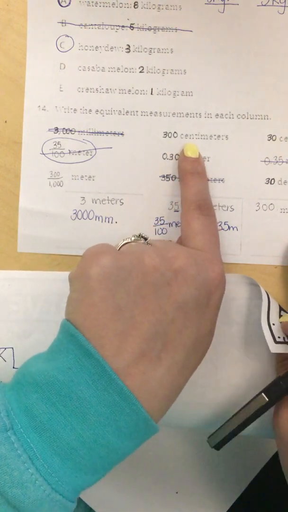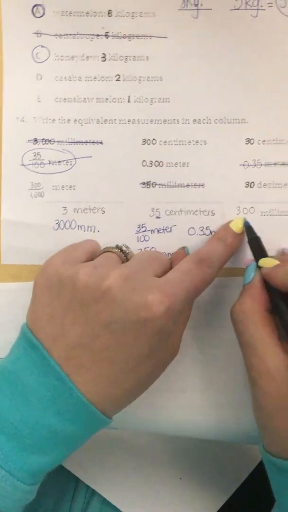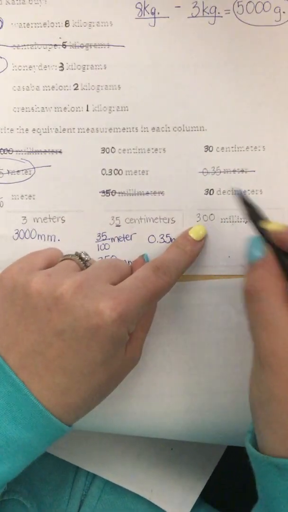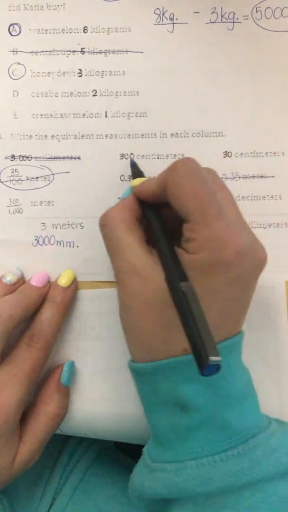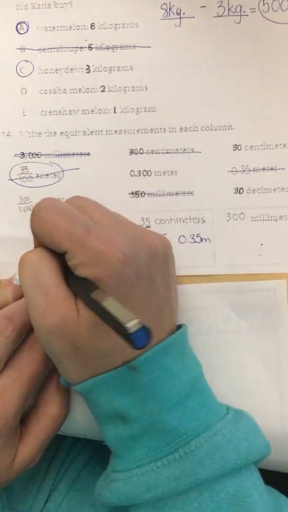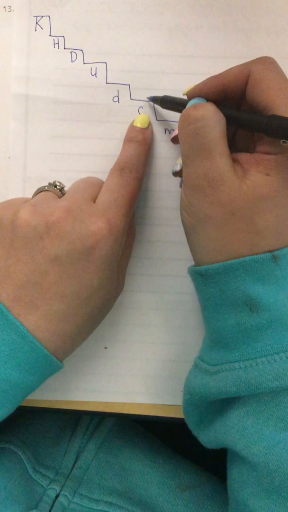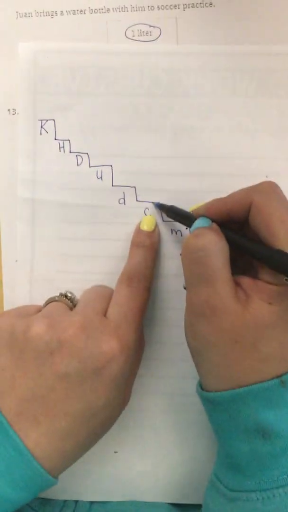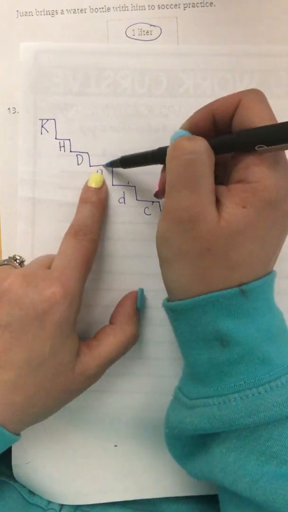300 centimeters. Well, we know it cannot be in this box because we have 300 millimeters, and 300 centimeters is not the same thing as 300 millimeters. So that one, we can put it in our box of 3 meters. And to double check that, if I have 300 centimeters and I go up the staircase to meters, 300, 30, and 3. We're dividing by 10 each step.